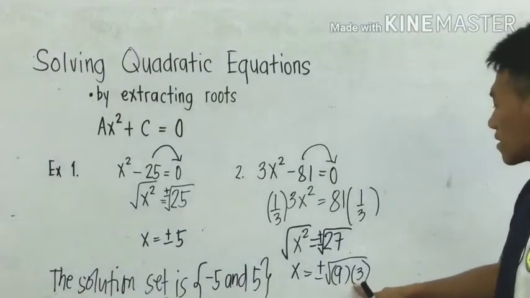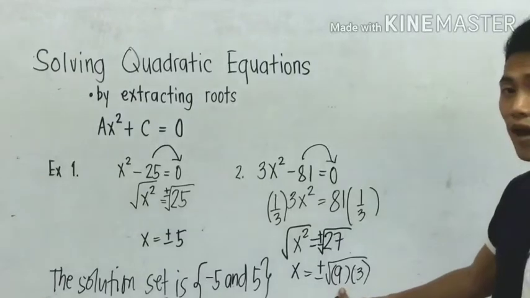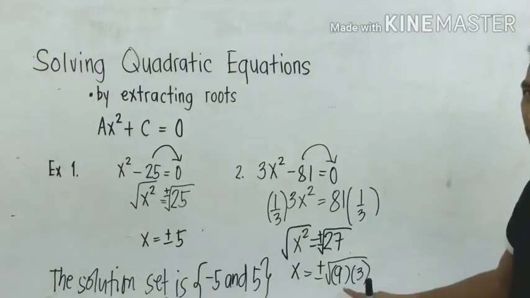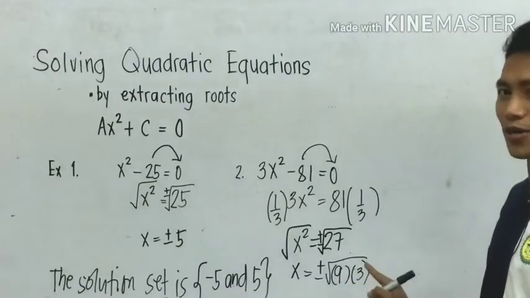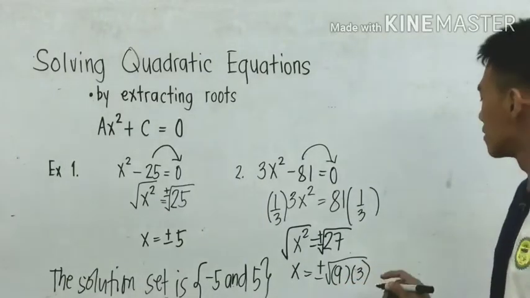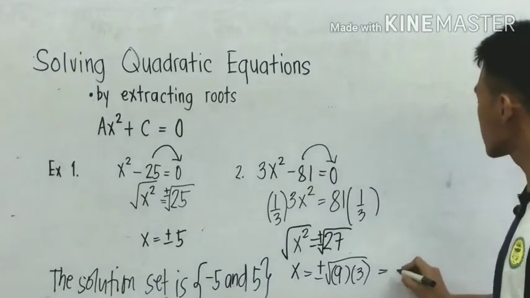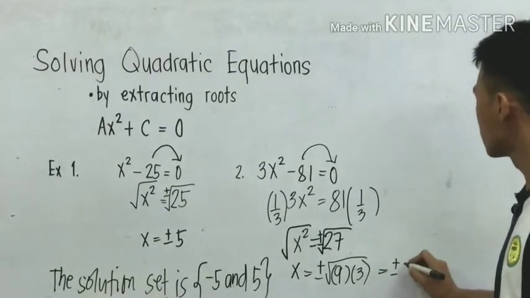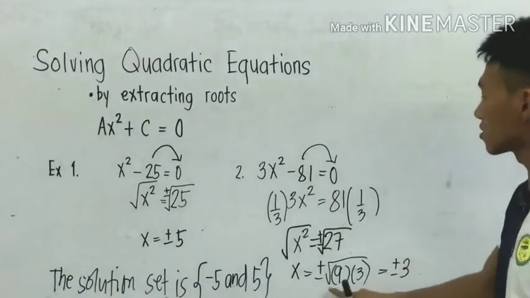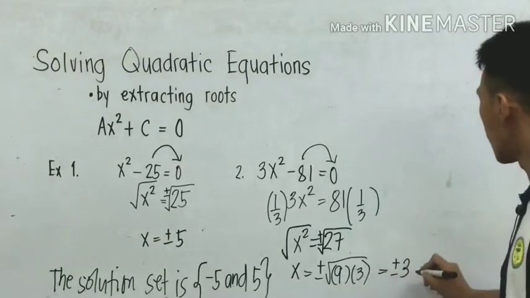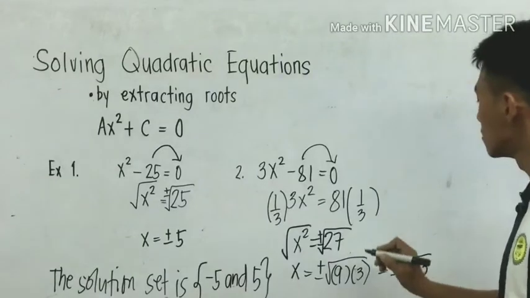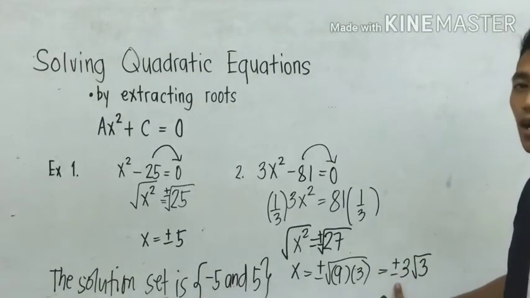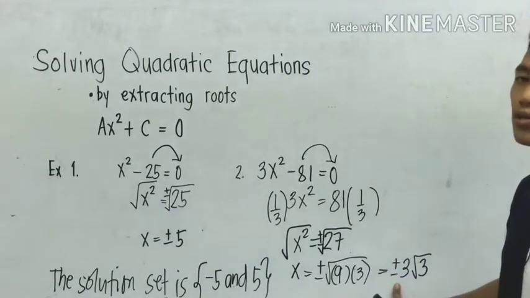So, 9 times 3, 27. 9 is a perfect square? Yes, perfect square na man. 3 times 3 is equal to 9. Very good. So, ang imong answer diri is positive, negative, gawas ang 3. The square root of 9 is 3. Ang nabilin is ang square root of 3. So, this now is the roots of your solution.